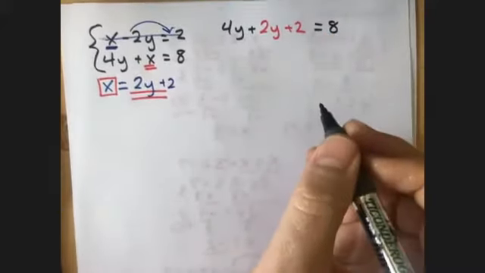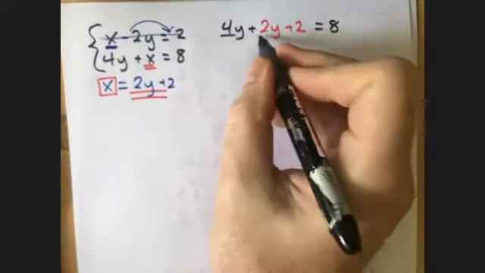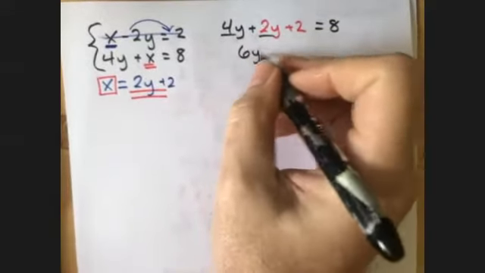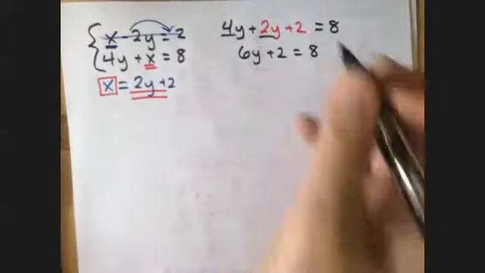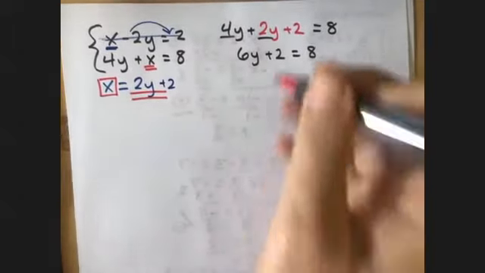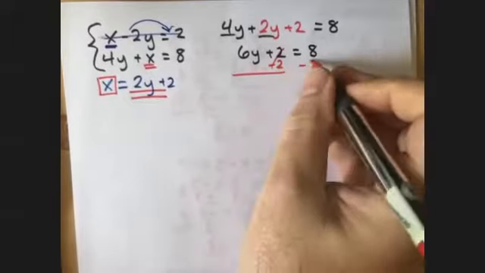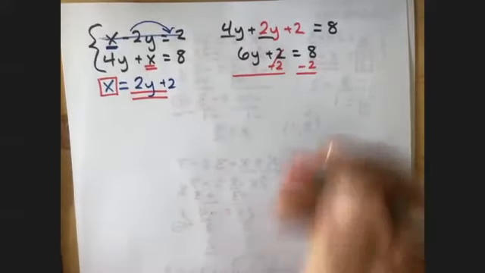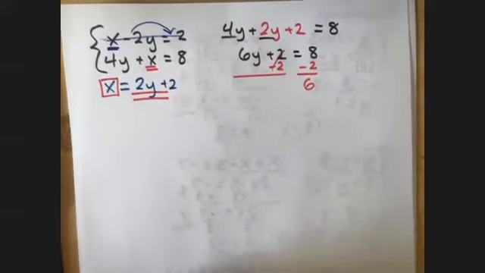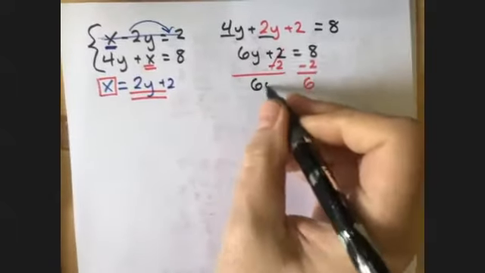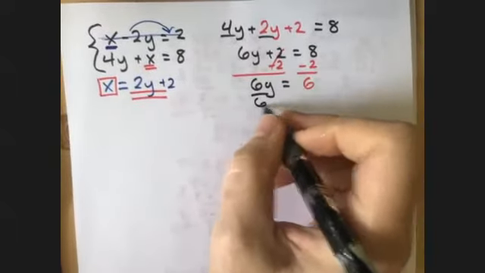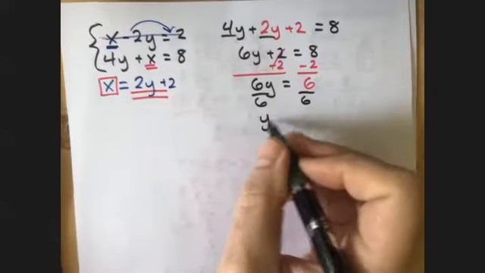Okay. So then I'm combining like terms again. 4y, 2y, that gives me 6y plus 2 equals 8. Eliminate your constant by changing signs. 8 minus 2 is 6. Bring down my variable and coefficient and divide by the coefficient. 6 divided by 6 is 1.